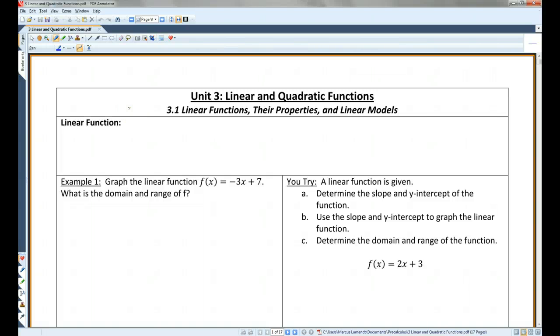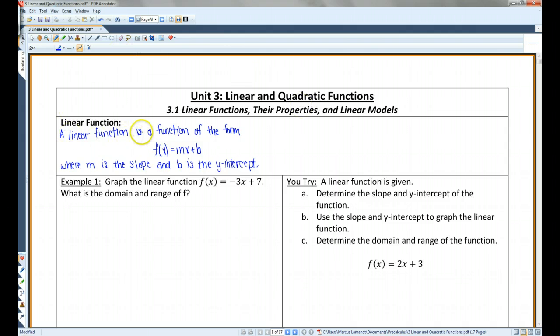Alright, you guys, this is the first section of unit number 3, linear and quadratic functions. A linear function. Most of you already know what a linear function is. It's basically an equation that makes a straight line when graphed. A linear function is a function of the form f(x) = mx + b, or as you have also heard it, y = mx + b, where m is the slope and b is the y-intercept. Let me highlight those two things.